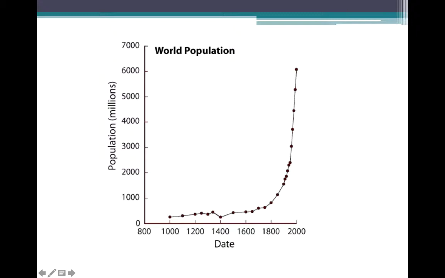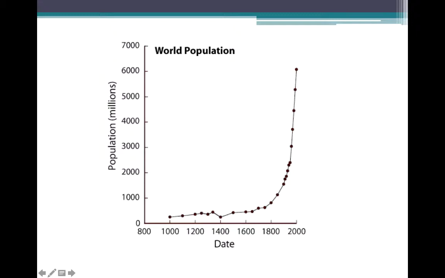As you can see, if we look at this graph of world population starting in about the year 1000, we had a moderate increase in world population up until about the time of the Industrial Revolution, where it really became an exponential increase over the last couple of centuries.